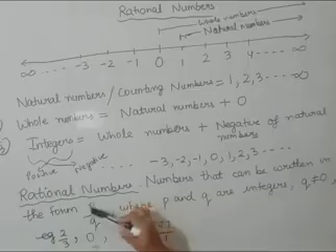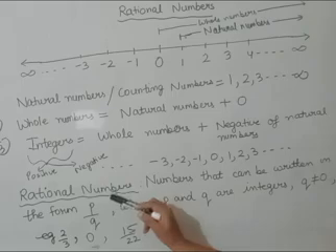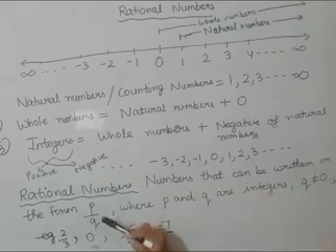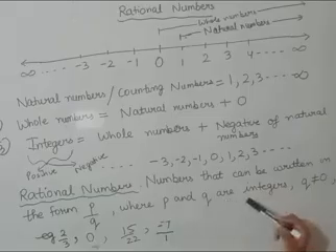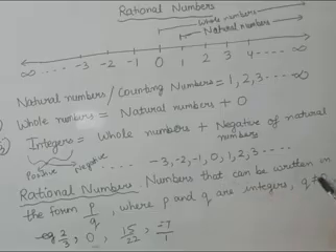So now comes rational numbers. What are rational numbers? Rational numbers are the numbers that can be written in the form p by q, where p and q are integers and q is not equal to 0. Now p is in the numerator, q is in the denominator.